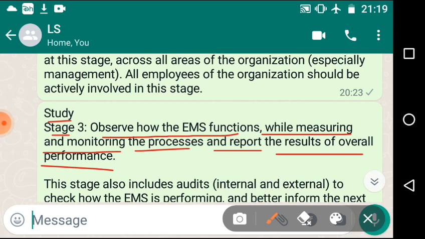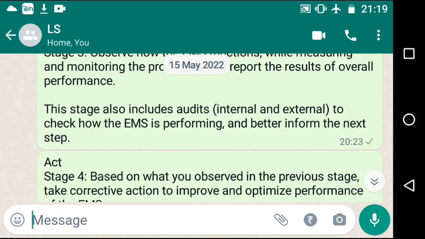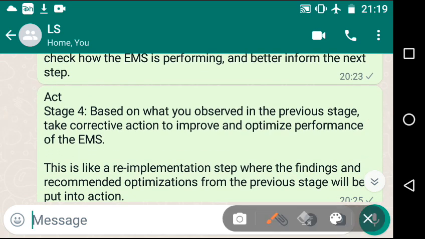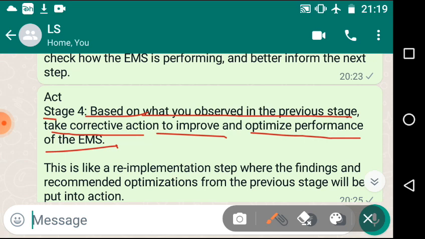Then comes study. Study is stage 3. It is to observe how the EMS functions while measuring and monitoring the process and reporting the results of overall performance. So in the third step, that is study, we observe how the EMS is functioning in that organization. While measuring, we are also monitoring the process and reporting the results of overall performance. Now at this stage we will do auditing also, environmental auditing, both internal and external, to check how the EMS is performing and to better inform the next step.